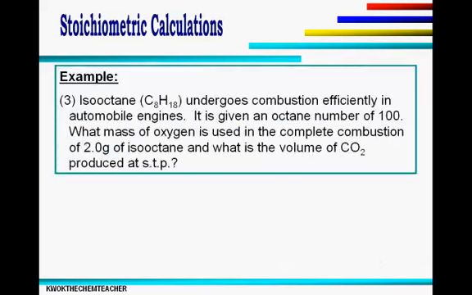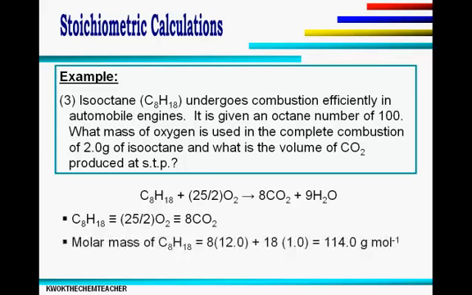My third example: isooctane, C8H18, undergoes combustion efficiently in automobile engines. It is given an octane number of 100. What mass of oxygen is used in the complete combustion of 2.0 grams of isooctane, and what is the volume of carbon dioxide produced at standard temperature pressure?